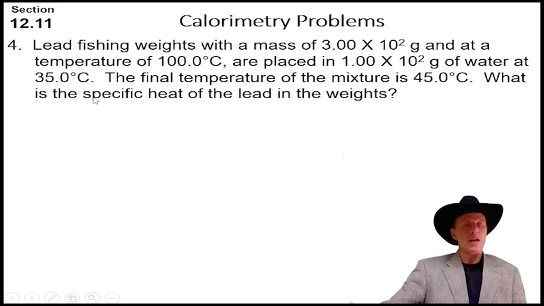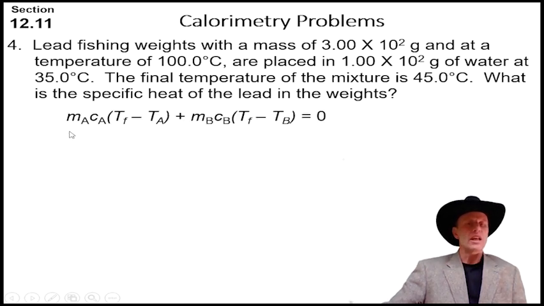Let's look at the last problem. Here we got some alloy of lead. It's not pure lead. Pure lead's 130, but an alloy of lead, we don't know what the specific heat is. It weighs with a mass of 300 grams. That's 0.300 kilograms. So what's the question? What is the specific heat? So you're mixing two items. So we're going to use that long equation from the law of conservation of energy.